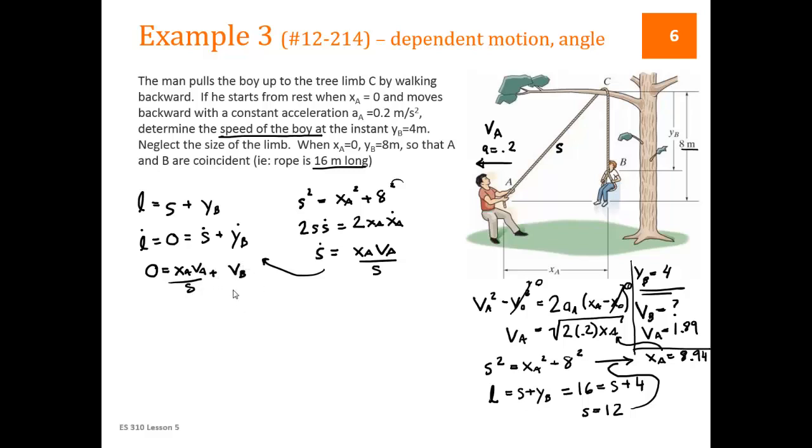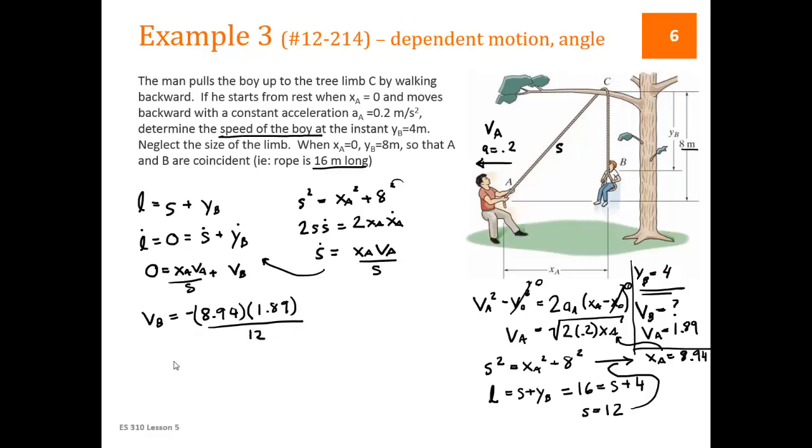We know VA because we found it over here. VB is what we're looking for. And we know S because we found it over here. And we know XA because we found it over here. So we should be able to solve then. So we've got VB is equal to negative 8.94, that's XA, times VA, 1.89, divided by S, which is 12. All of those things we found already.